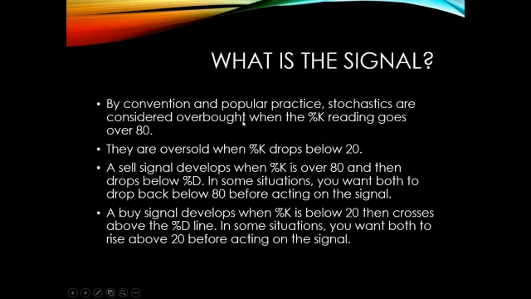Again, by convention and popular practice, stochastics are considered overbought when the %K reading goes over 80. They're oversold when %K drops below 20. A sell signal develops when the %K is over 80 and then drops below the %D, the crossovers that I showed you. In some situations, you want both to drop below the 80 before acting on the signal. A buy signal develops when the %K is below 20, then crosses above the %D line. In some situations, you want both to rise above 20 before acting.